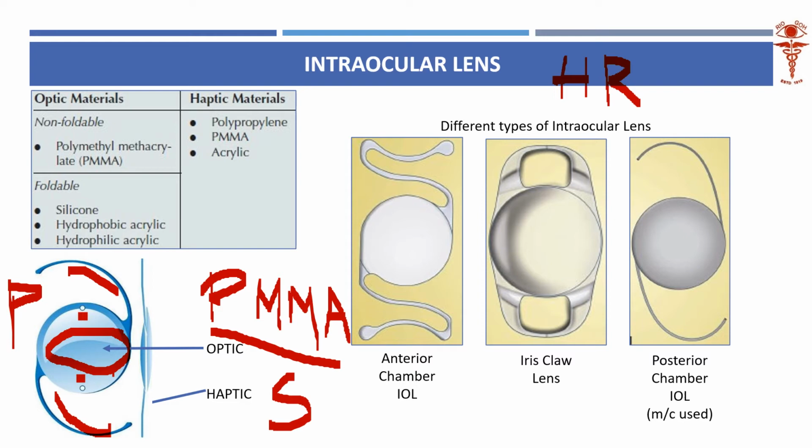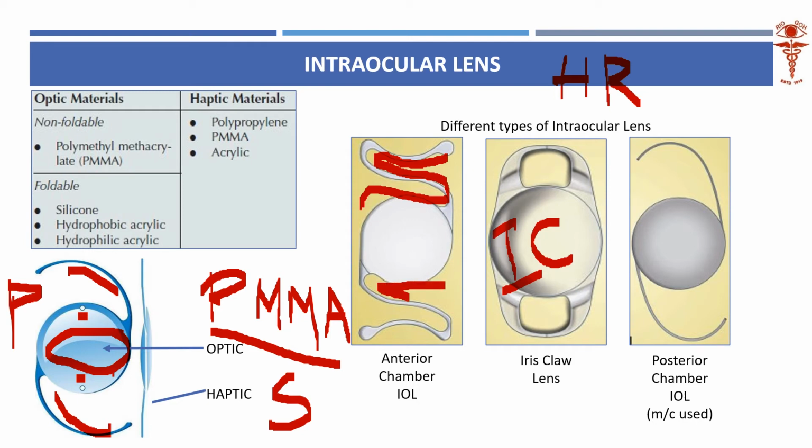The other option is to have an iris clip lens. This is called an iris clip lens. Can you see? This lens is kept in the pupil, and these two haptic edges are stuck to the iris, and that is why it is called the iris clip lens. This is an anterior chamber lens. Can you see this kind of funny haptic, almost like a Z? Here it is usually a C-type haptic, but here it is a Z-type haptic. And this Z-type haptic is seen in an anterior chamber intraocular lens.